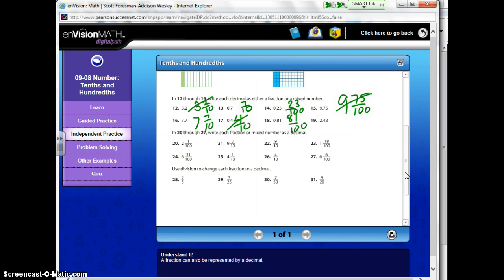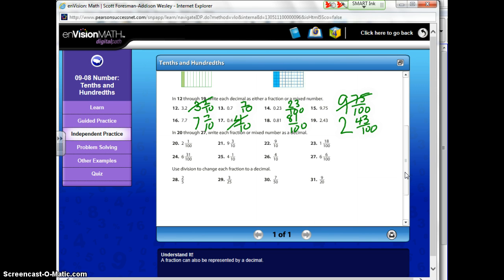It is. The only numbers that'll go into 81 other than 1 and itself would be 9s and 3s. 3s would work also, I guess. But those won't work for 100. How about the next one? 2.43. Natasha? 2 and 43 hundredths. Good job. Is that in simplest form? 43 is a prime number. We're going to move on.